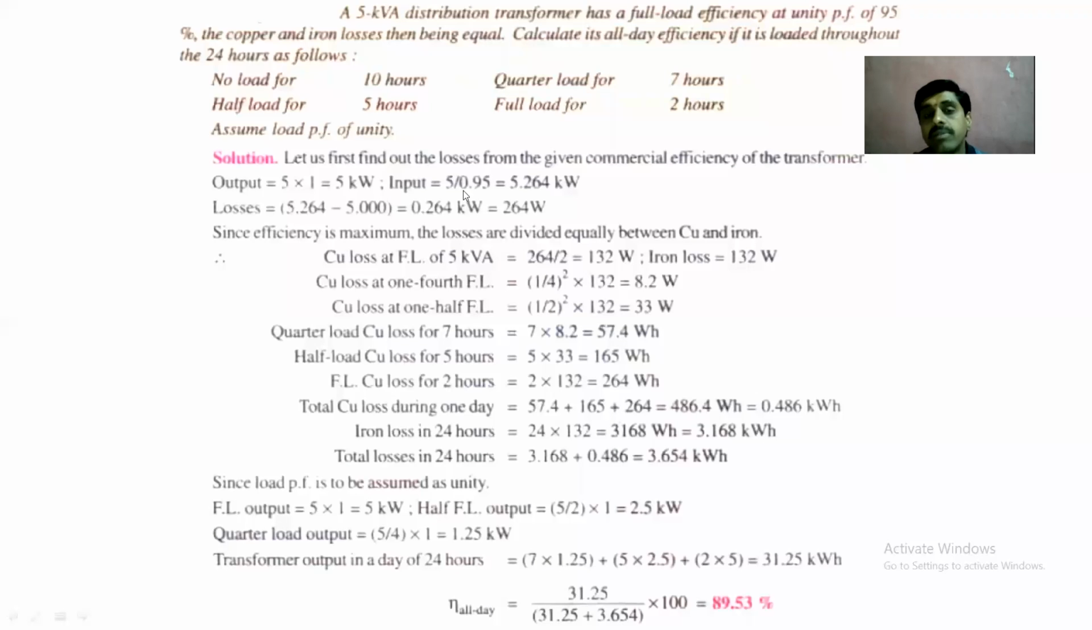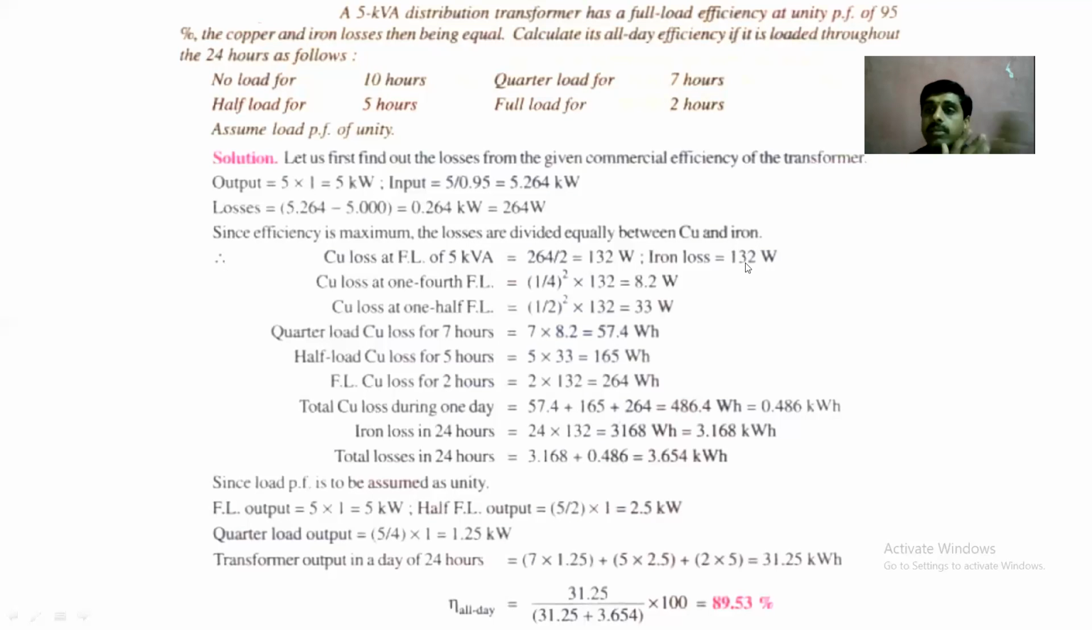What is the input? Output divided by the efficiency they have given, 0.95. That's why you calculate the input: output by efficiency. Therefore, what is the total loss we calculate first? Input minus output. After getting the total loss, since the efficiency is maximum, they said efficiency is maximum, we know that iron loss equals copper loss. That's why what is the copper loss? Half of this value. Therefore, this is the copper loss, this is the iron loss.